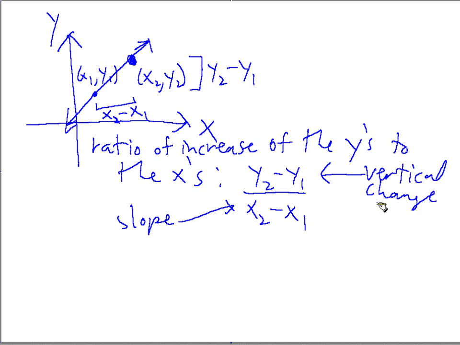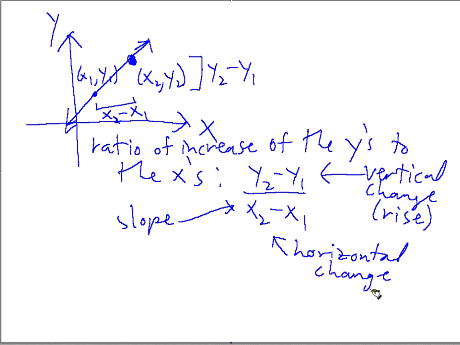Now, you may have seen this term, vertical change, as the rise. Think of the change in the horizontal distance of the 2 points from here to here as the run, or the horizontal change. So the vertical change is what? Y2 minus y1. The horizontal change is x2 minus x1. And again, think of this as the run.